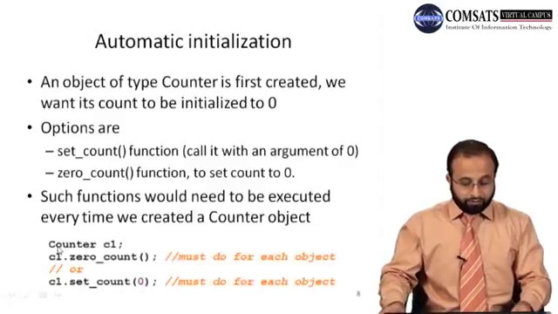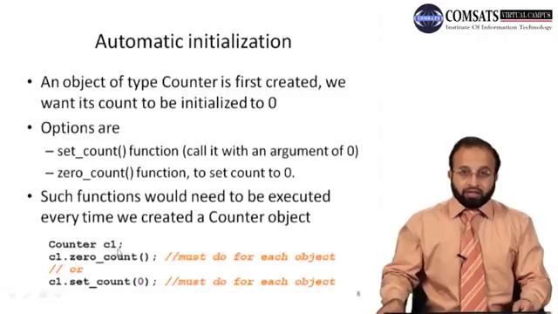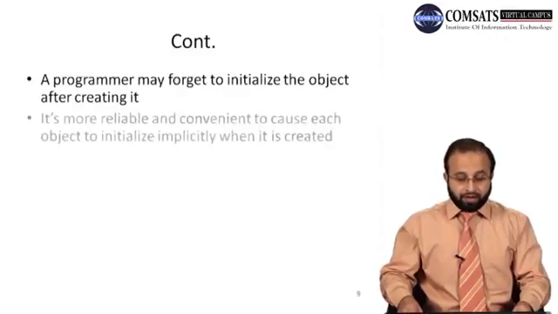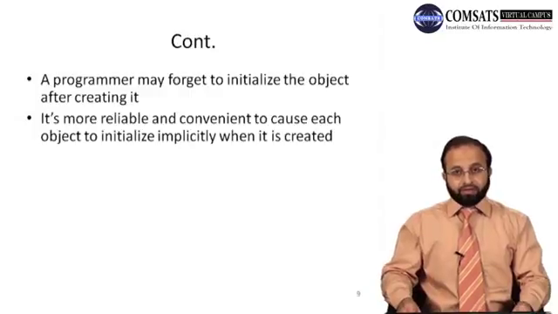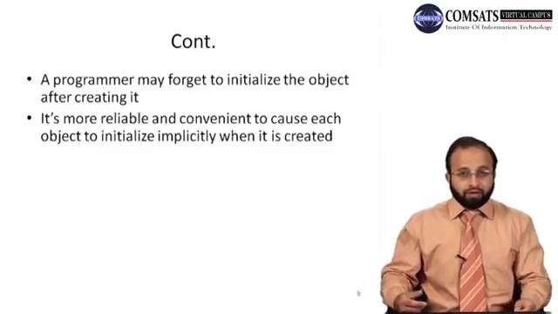So if you create an object of counter C1, you have to call C1.zero_count or C1.set_count(0). One of these functions should be called to make sure that the object C1 is initialized with 0. Now a programmer may forget to initialize the object after creating it. That is possible. So it is more reliable and convenient to cause each object to initialize implicitly when it is created. Implicit means automatically, so the programmer does not have to care about it.